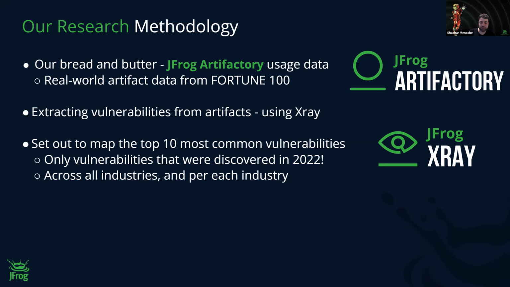So basically the methodology was to take all the artifacts that, again, were analyzed in an anonymous way, and understand the number of CVEs from each of these artifacts and which CVEs we found, and then total them up, count them, and do deep analysis on the top 10. So we limited it to the top 10 and only vulnerabilities that were discovered in 2022, because we wanted to see recent trends, so not just all vulnerabilities. And basically it's across all industries. We didn't segregate it to a specific industry.